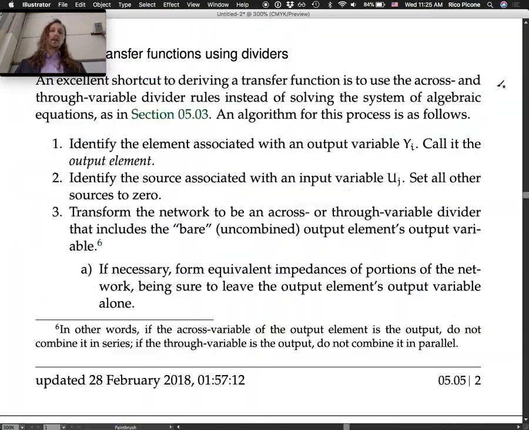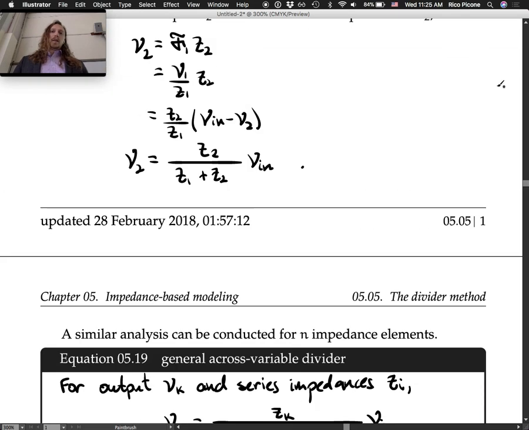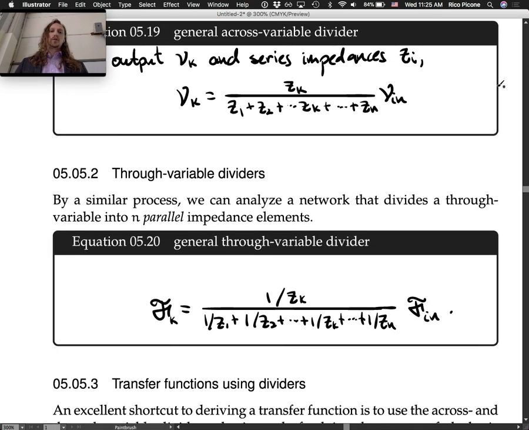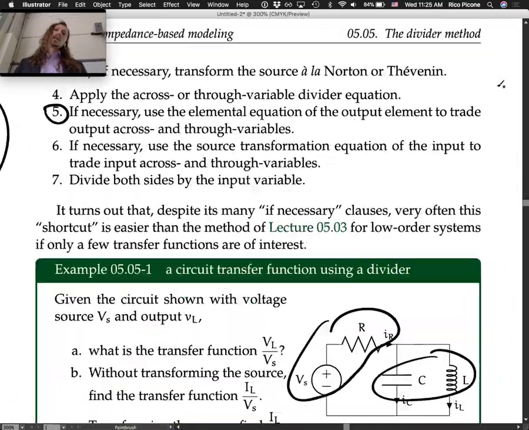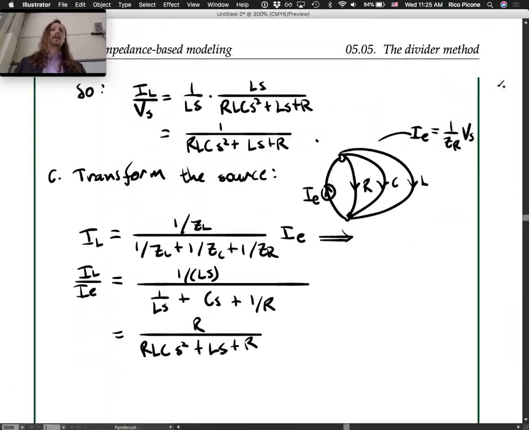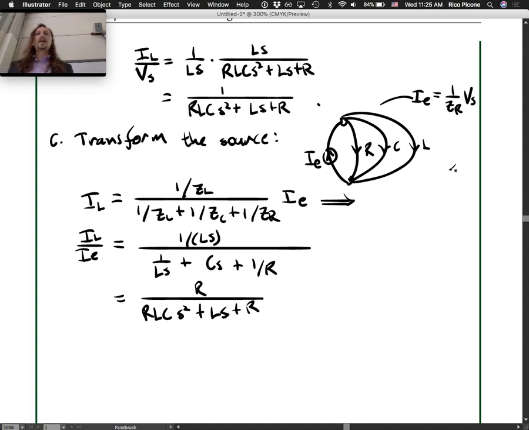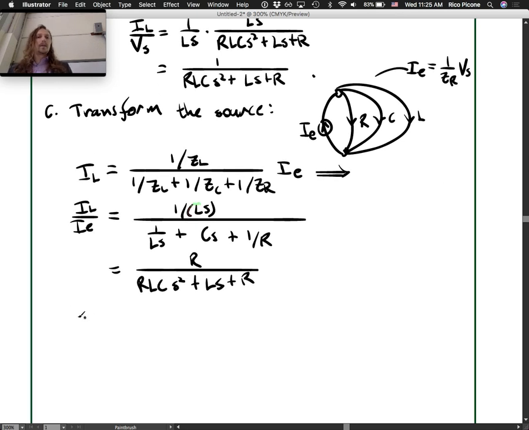So if I go back, oh, it was the last lecture, wasn't it? It was the lecture before this that we did the Thevenin equivalent. But remember, there's the transformation between the Norton and Thevenin equivalents, and it's essentially going through that impedance, right? And that's what we're doing here. We're going through that impedance ZR. So IE is just equal to VS over ZR. So we can plug that in.